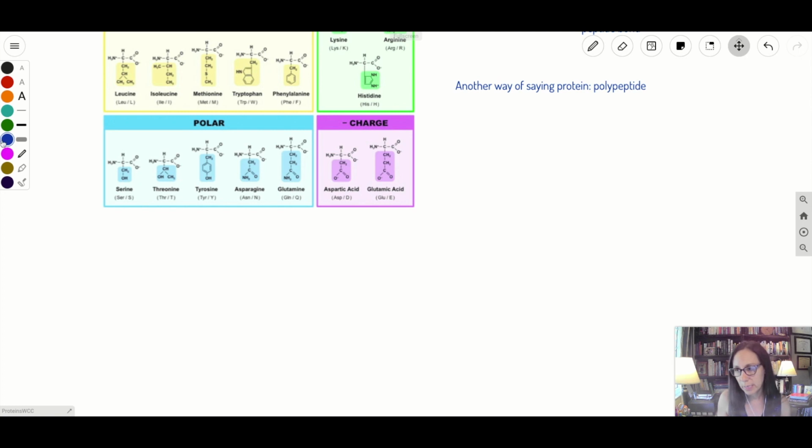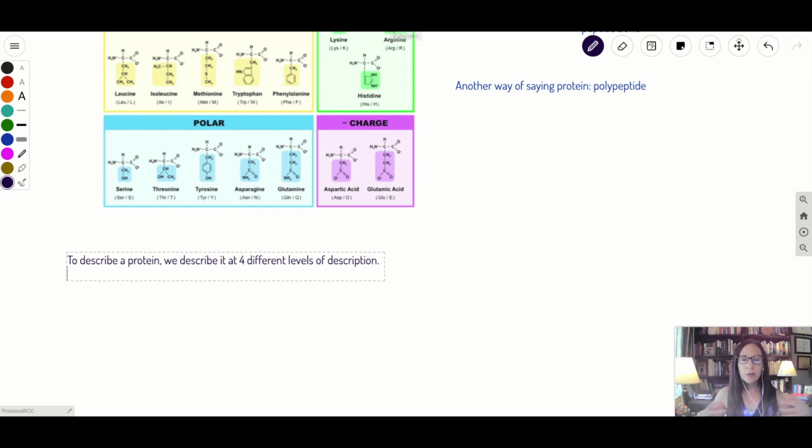So I'm going to write this down. To describe a protein, we describe it at 4 different levels of description. Okay, that sounds kind of confusing, right? But let me explain. Whenever you're describing a protein, because they are very complex structures, the way you do it is you go through these different levels.